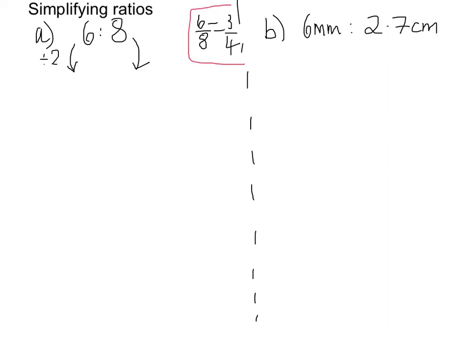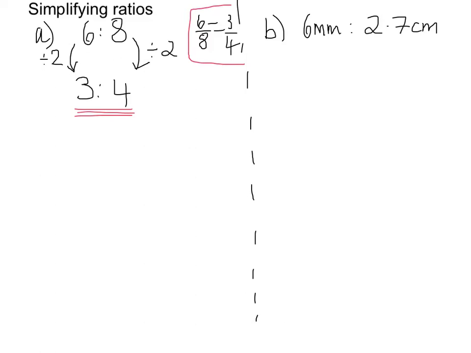Once you've thought of that number, which in this case is 2, divide both sides by that number, which is 2. 6 divided by 2 is 3. 8 divided by 2 is 4. And so our final answer, if you simplify the ratio, is 3 to 4, and you're done.